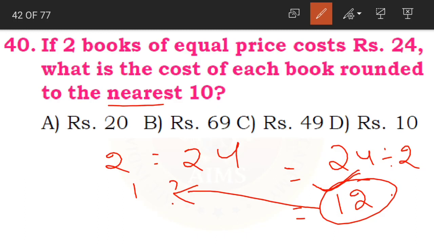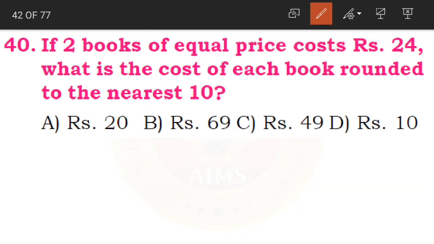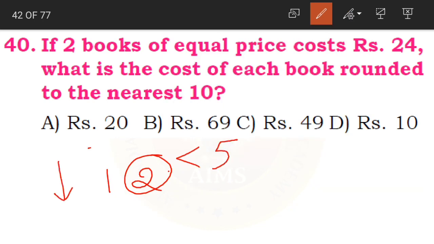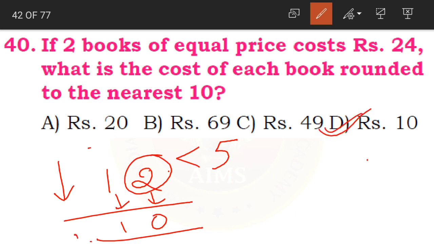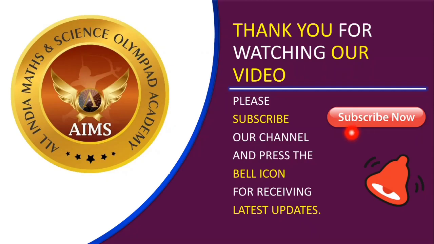Now what should we do? Round it off to the nearest 10. Look at the digit in ones place. It is less than 5. So we round it down. The digit in tens place is written as it is and the digit in ones place is replaced by 0. So 12 rounded off to the nearest 10 becomes 10. Which is the correct answer here, children? Option D, 10 rupees.